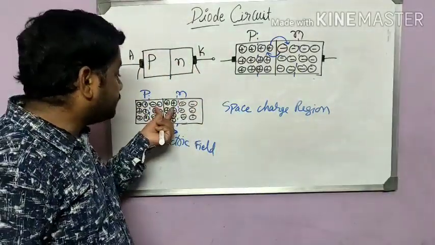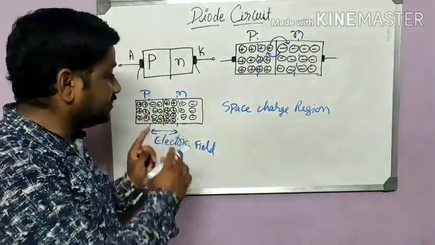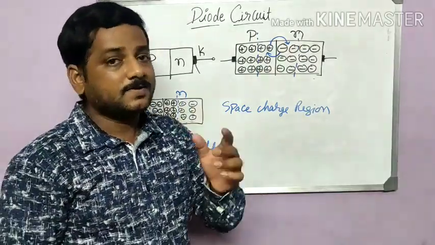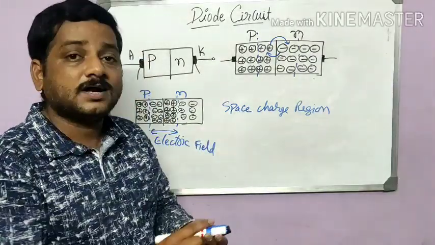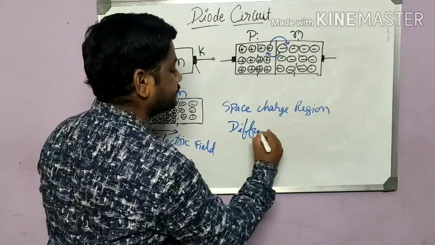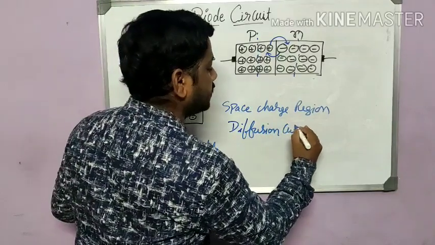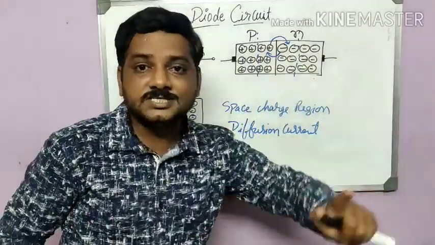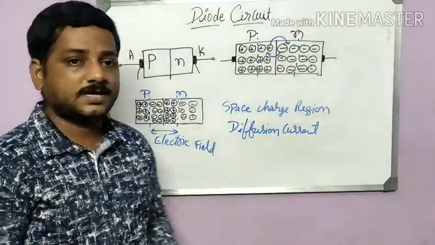Okay, and because of the movement of these electrons and the holes in that space charge region, there will be an electric field, right? And because of the movement also we get a current. That current we name as a diffusion current. The current which we have in a space charge region is termed as a diffusion current.